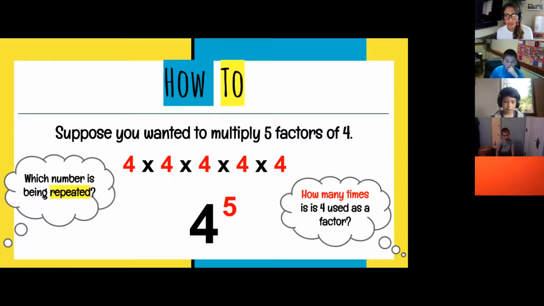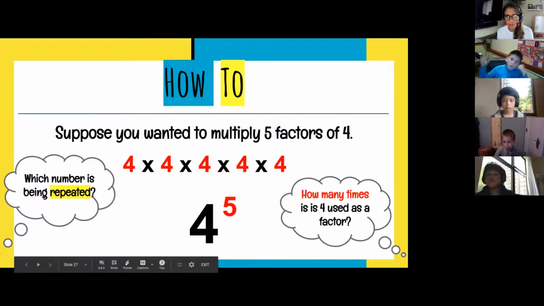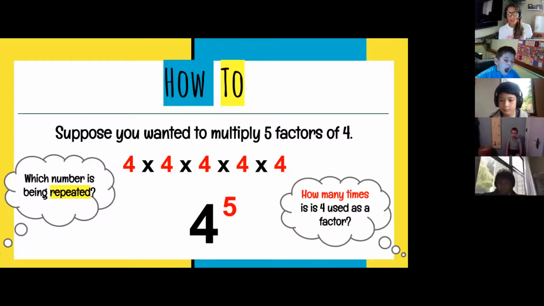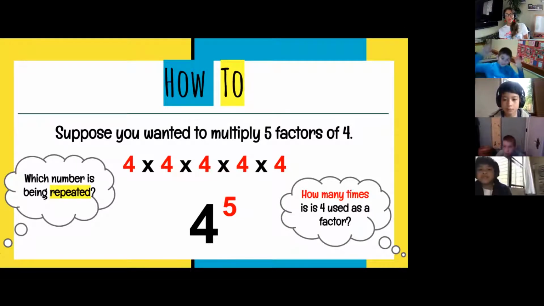What's 4 times 5? Shout it out. 20. 20. Now, let me tell you why saying 5 is a factor doesn't work. Immediately, look. 20.